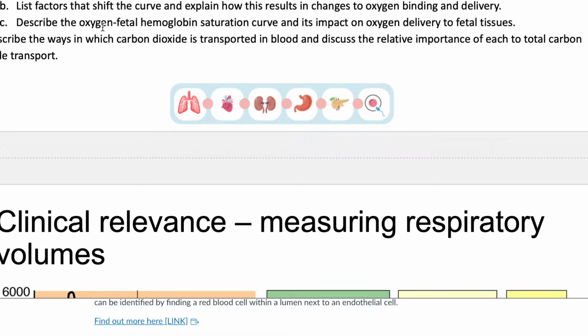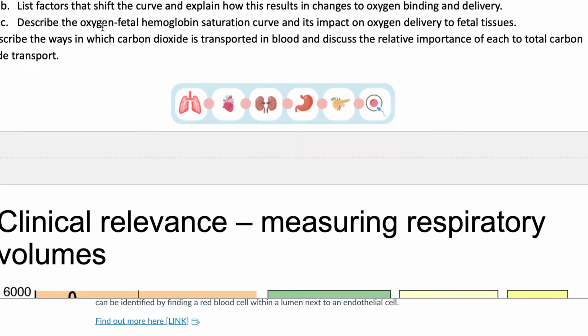Describe the ways in which carbon dioxide is transported in blood and discuss the relative importance of each to total carbon dioxide transport. So carbon dioxide is actually more dissolvable in liquid, so there's a greater concentration of it in your plasma than there is for oxygen. But carbon dioxide is also getting picked up by your hemoglobin, and yeah.